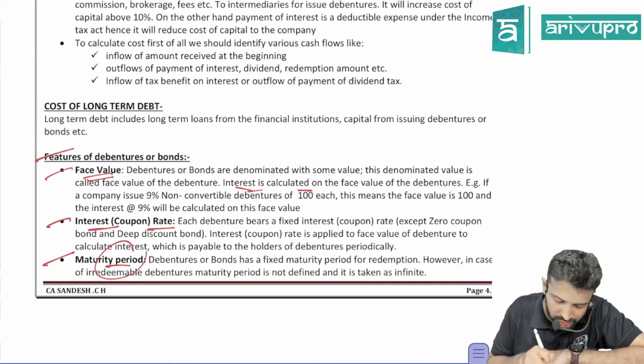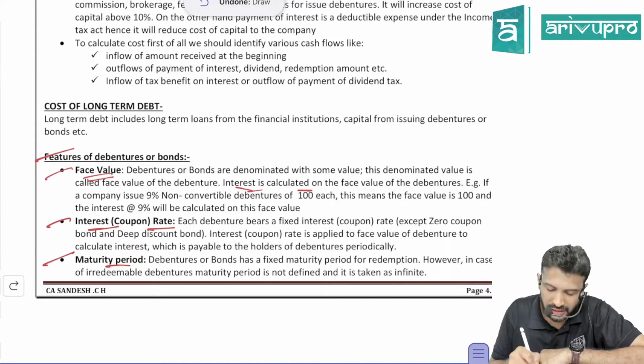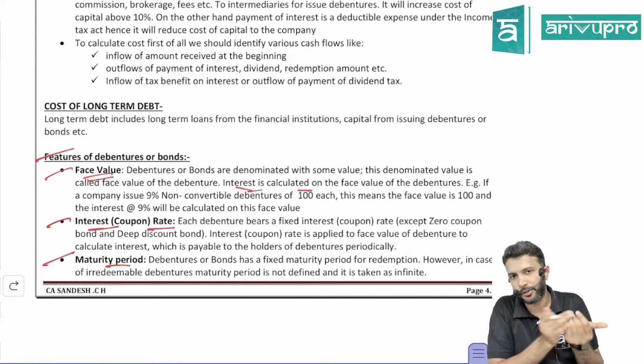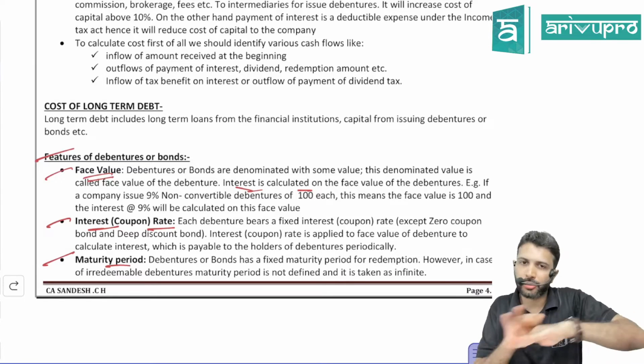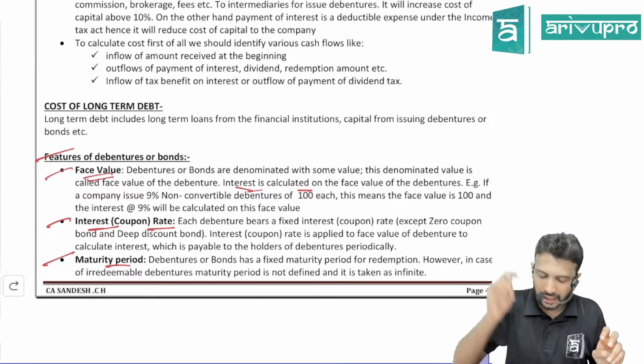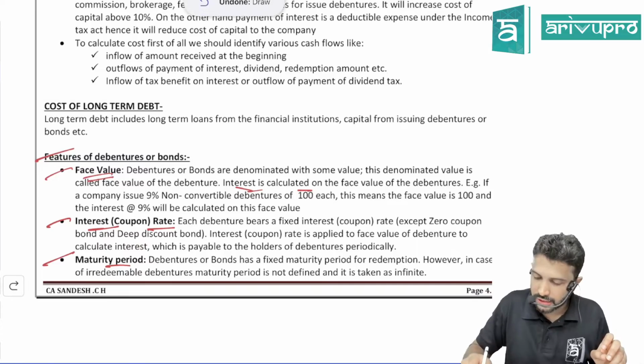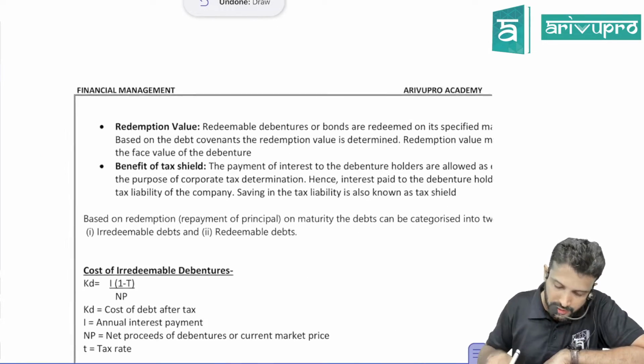That means all this debt will have a maturity period, meaning it could be within 5 years you may have to repay, or within 10 years based on the agreement. At some point of time you need to repay. That point of time we are referring to here as the maturity period.